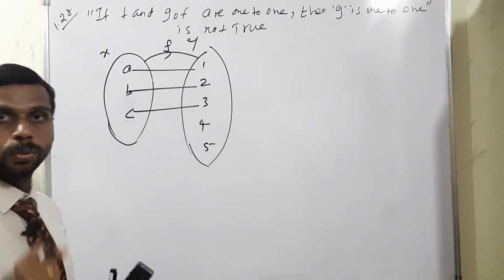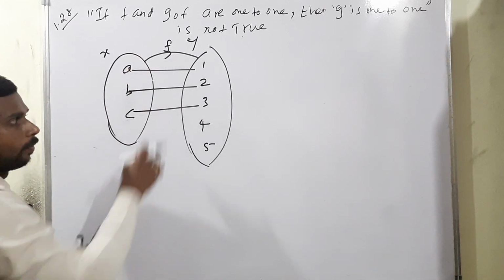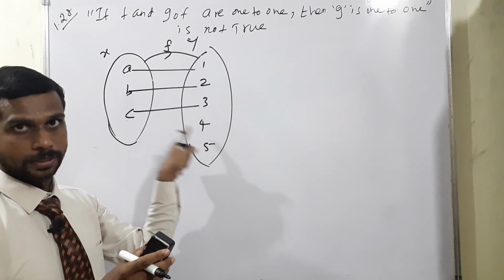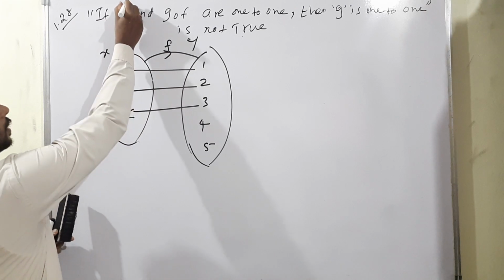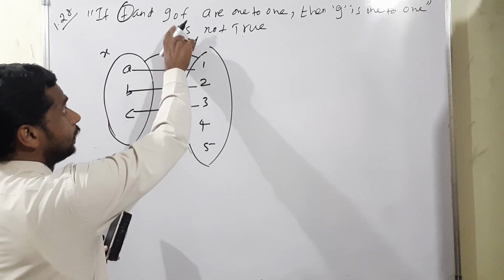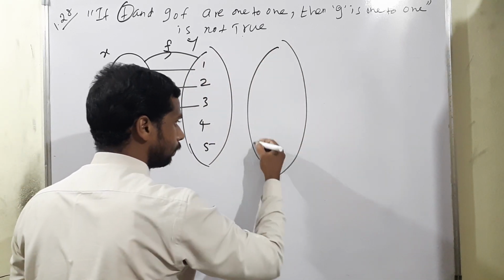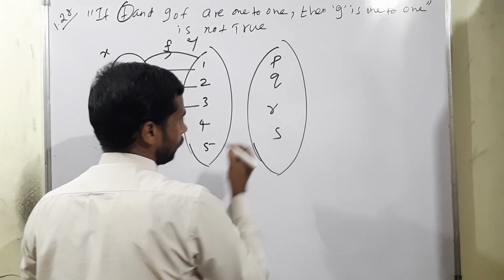What is the definition of 1 to 1? Different elements of X have different images in Y. It's clear, no? This is correct. Therefore, definitely we can say comparing the function f, this is the f. At the same time, g dot f also. Listen, I will move on to another arrow diagram. This is considered for another set of letters, okay, P, Q, R and S.